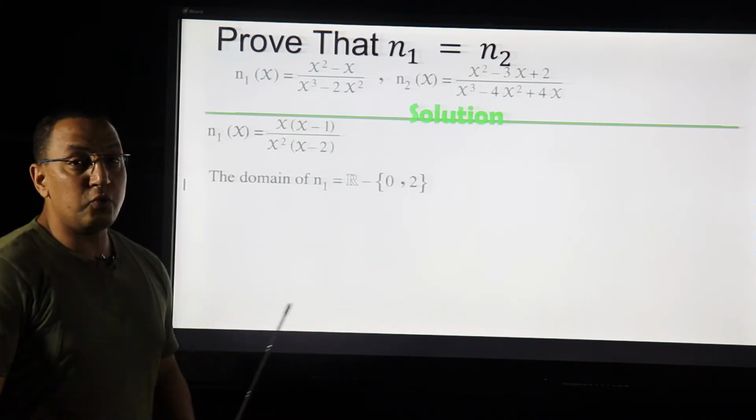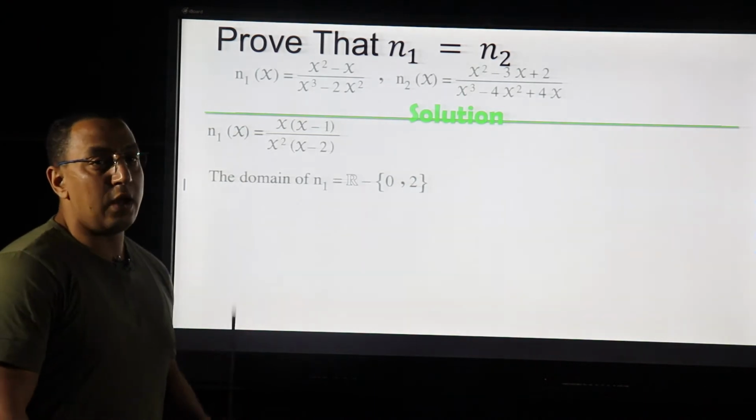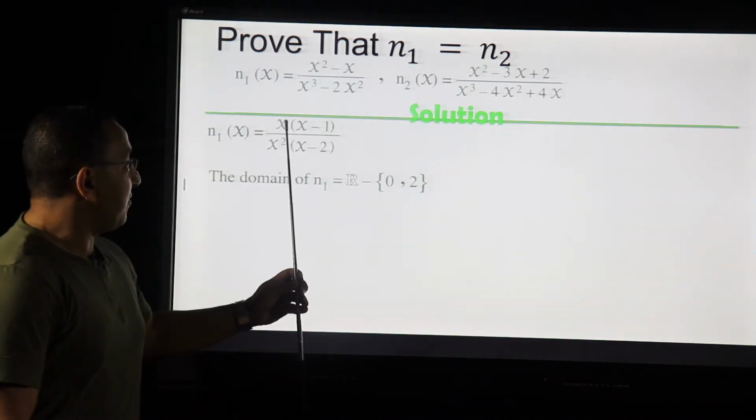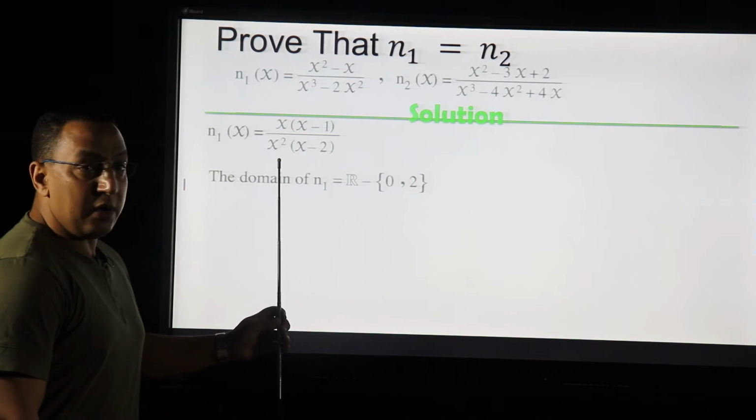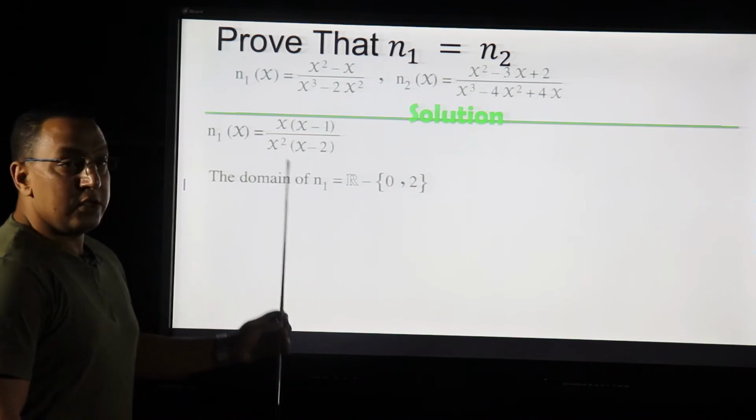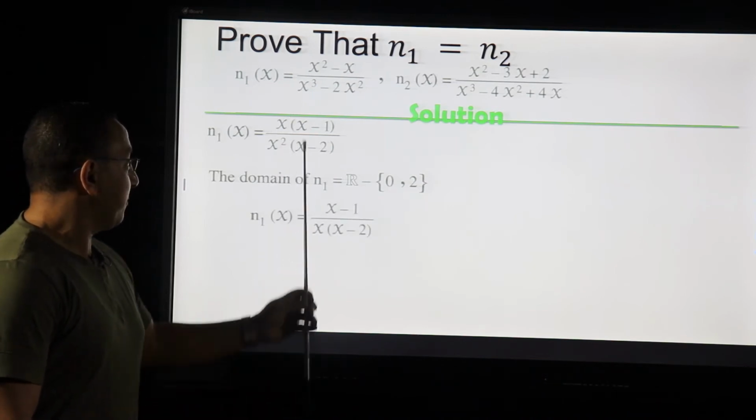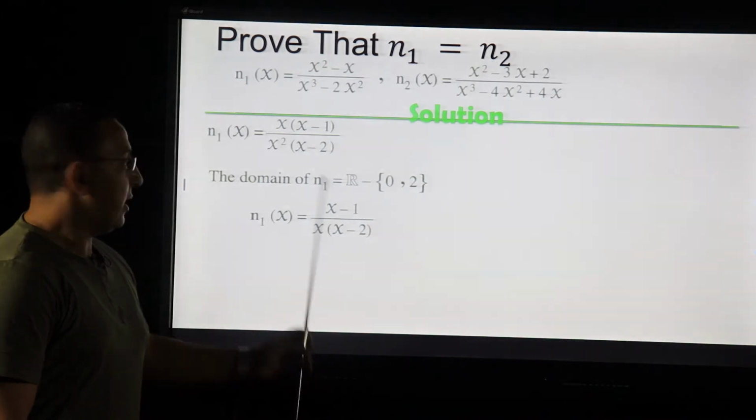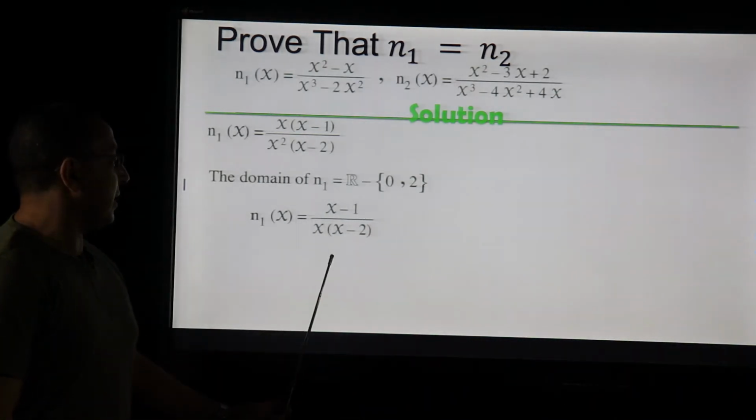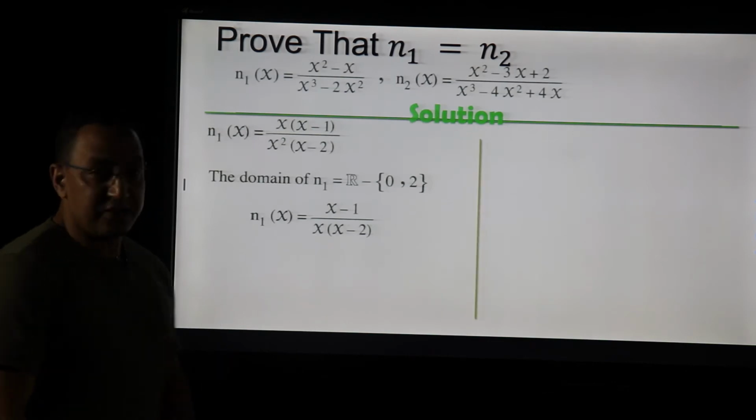Okay, now I'm going to cancel the common factor up and down. What does it mean? Here I have x up and x to the power of 2 down. I'm going to cancel x with x, so the remainder will be x minus 1 here, and down x times x minus 2 here. This is the first fraction.